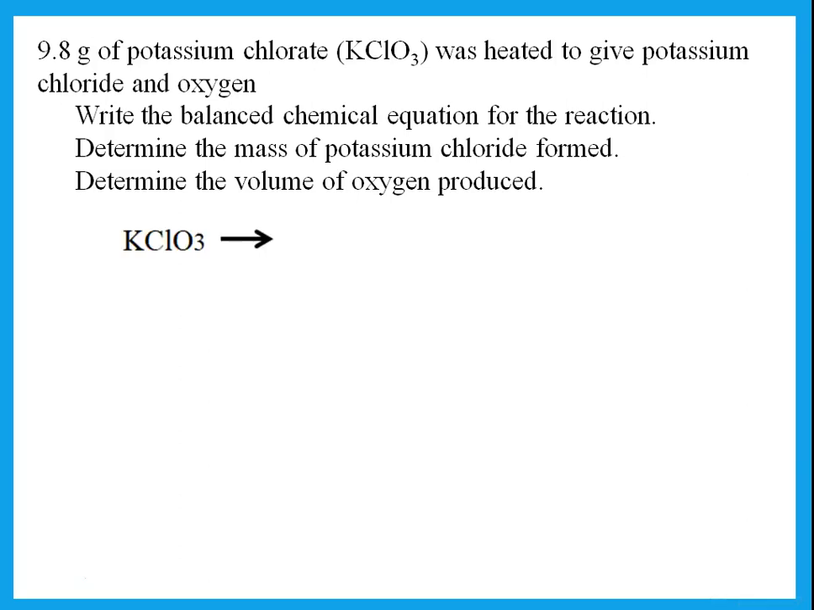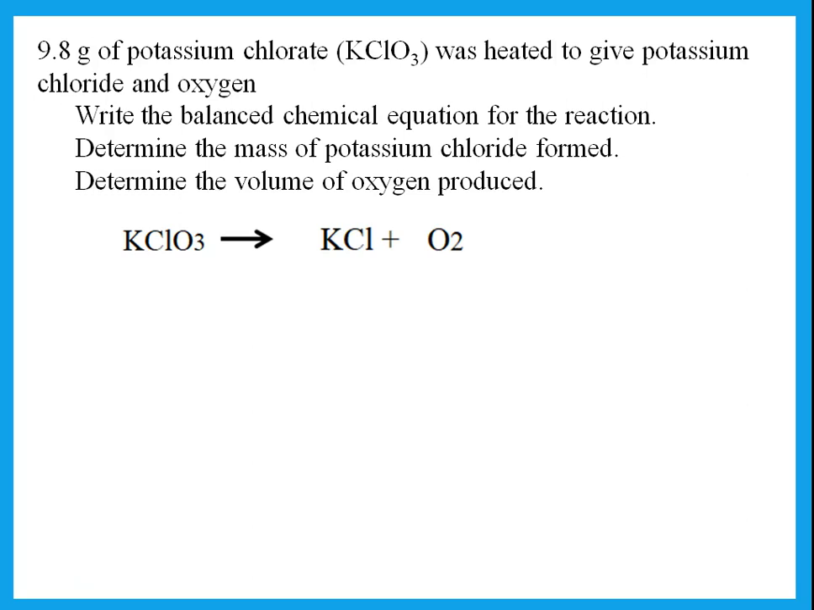So I'm starting with the potassium chlorate, and it gives me potassium chloride. Remember that potassium valency 1 and chlorine valency 1. Oxygen is diatomic, so you have to put 2 under the oxygen, and then you balance. Okay? So how do we balance?